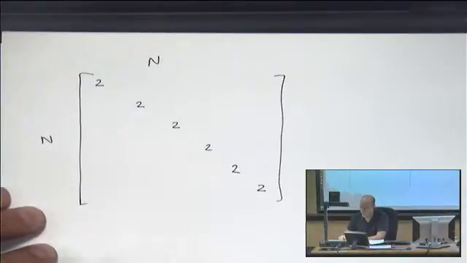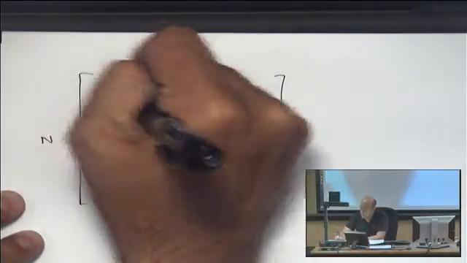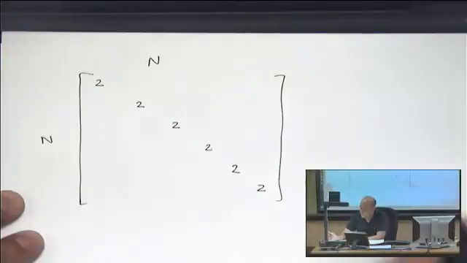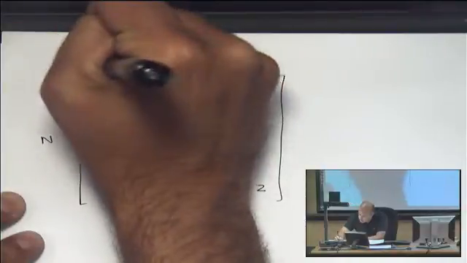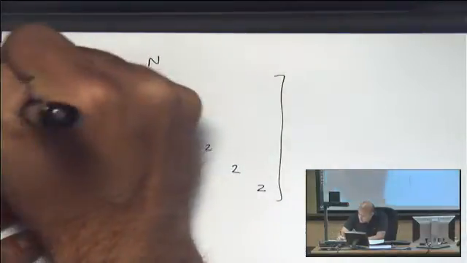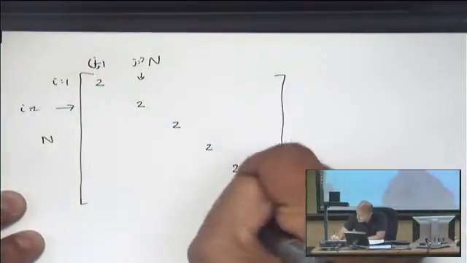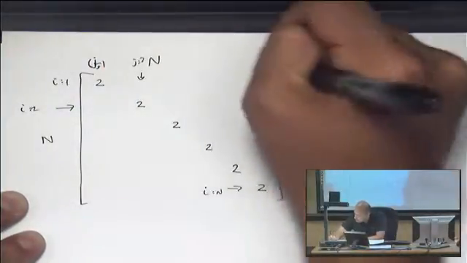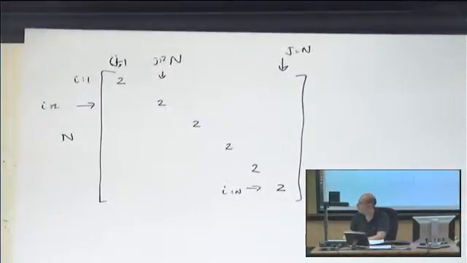Now that we're back, this is a matrix. And this is the first row, first column, right? So this is I is equal to 1, J is equal to 1. This is the second row, I is equal to 2, J is equal to 2. This is the I is equal to N, J is equal to N column, right?